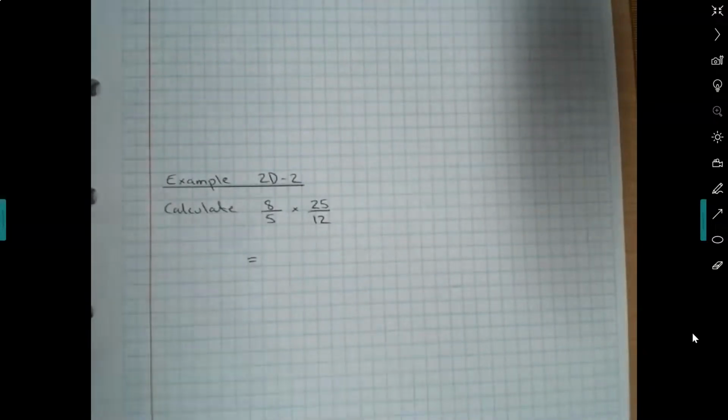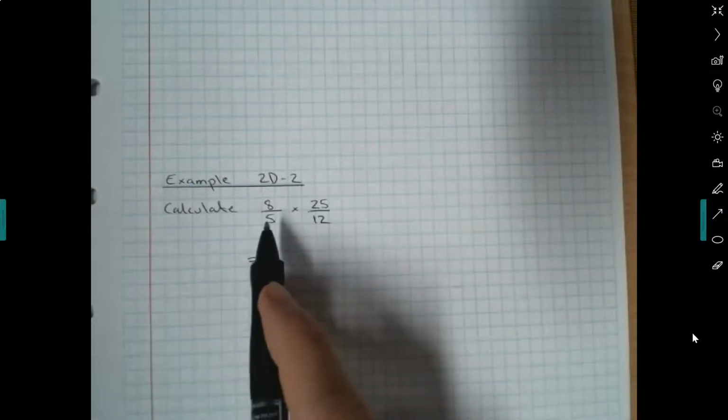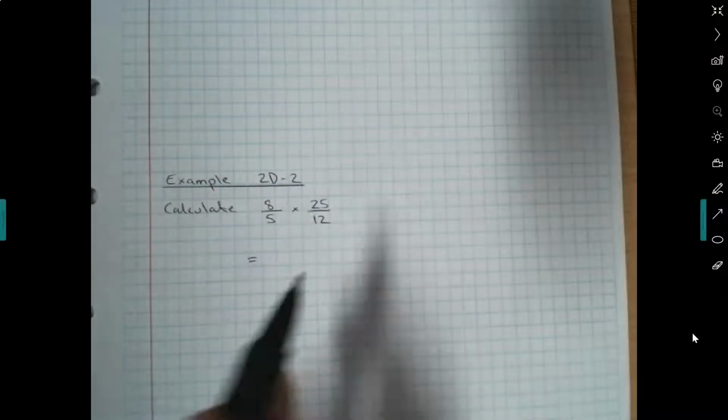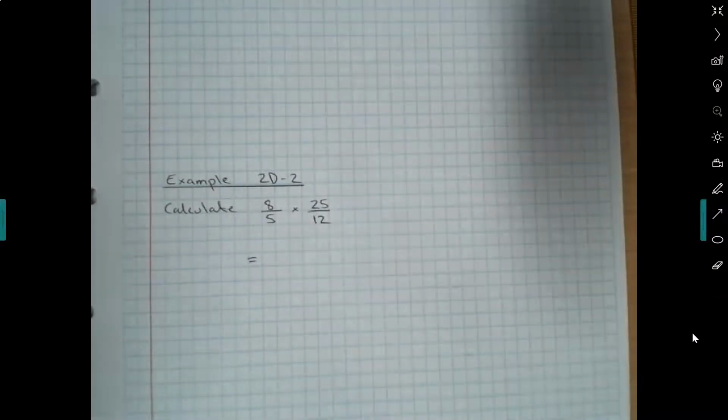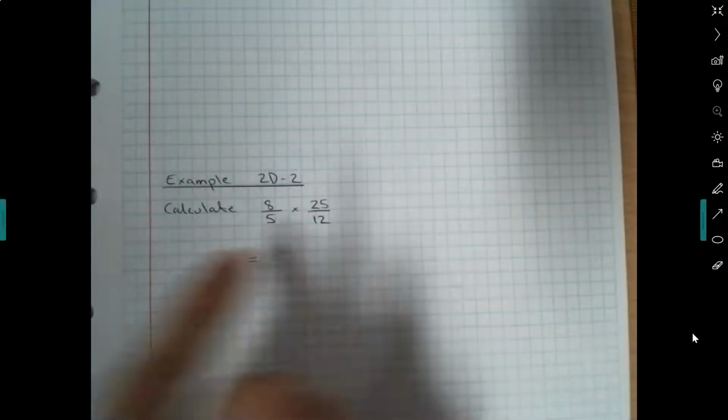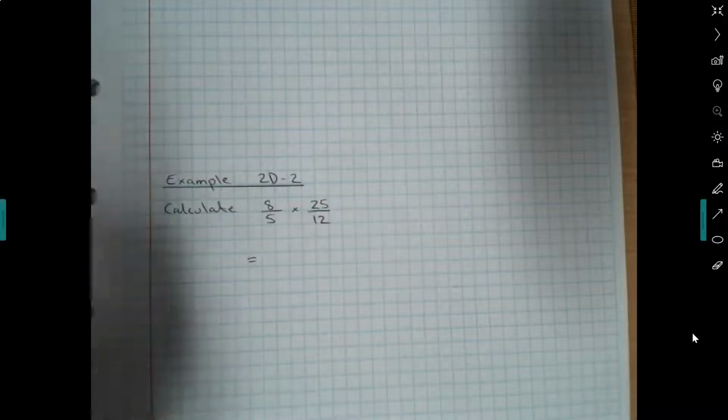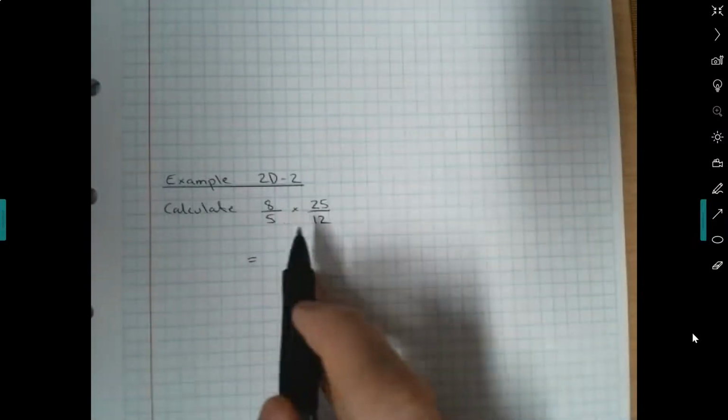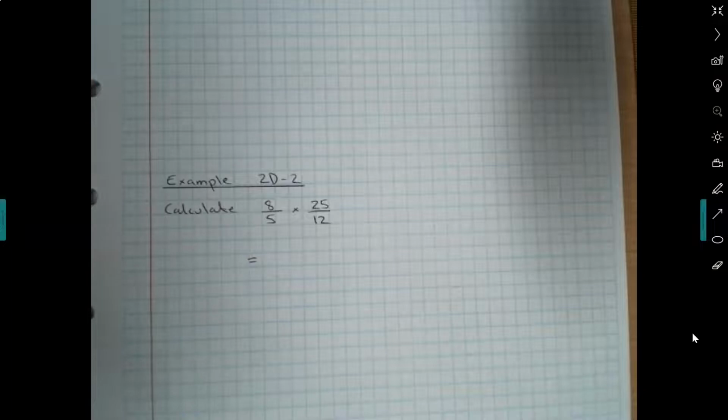Now in example 2D2, there's a bit of a step that we can do to make our lives a little easier. So if I was to try and multiply 8 by 25 without using a calculator, it would take me a few seconds. Or we would be able to do 5 times 12 because we know our times tables. But what we can do to make our lives easier is we can actually look for a common factor between our numerators and our denominators.